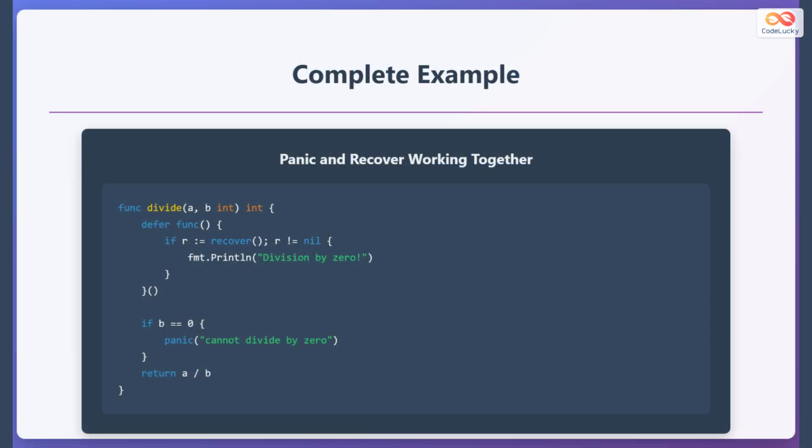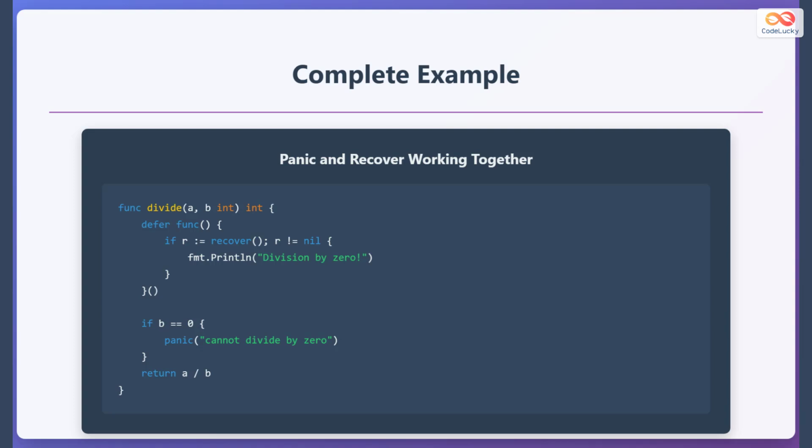Here is a complete example of panic and recover working together. We define a function called divide that takes two integer arguments, a and b, and returns an integer. We use the defer keyword to define an anonymous function that calls the recover function. If the recover function returns a non-nil value, it means that a panic occurred. In this case, we print the message division by 0.